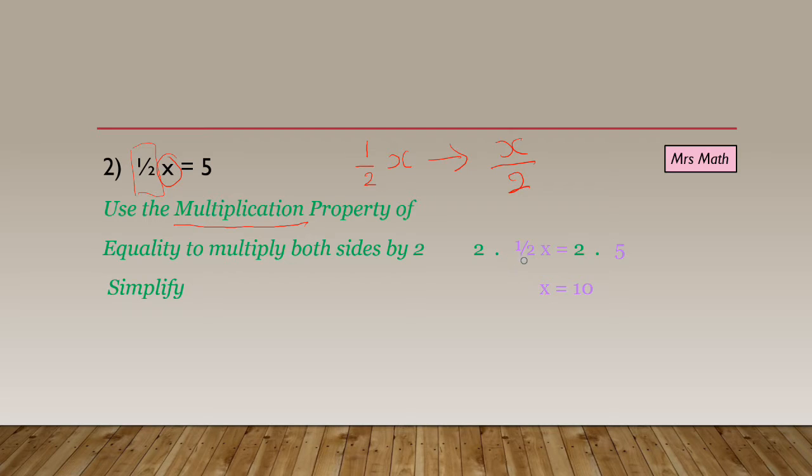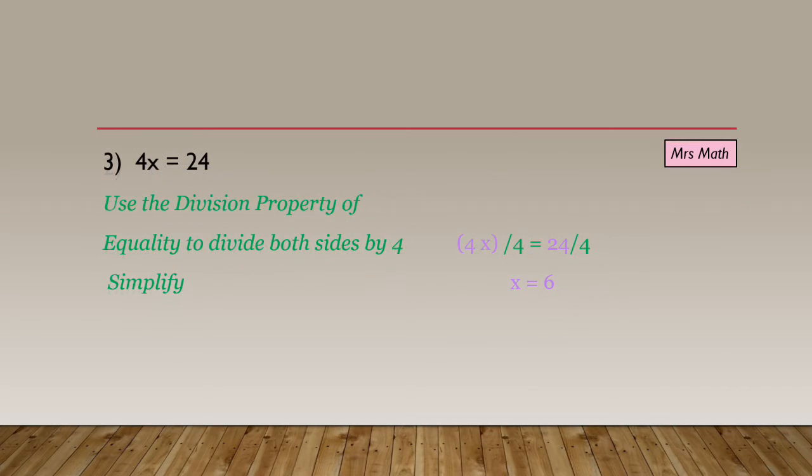This is the original equation, half x equals 5. We multiply 2 times half x on the left hand side and 2 times 5 on the right hand side. So 2 cancels with half because 2 times half equals 1, and 1x means x. On the right hand side, 2 times 5 equals 10, and this is the solution of the equation.